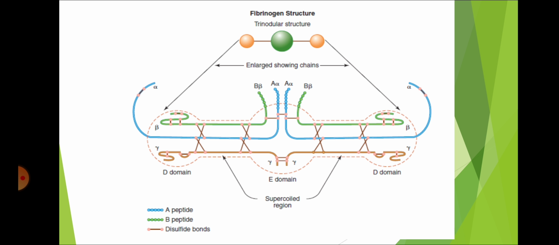This is the structure of fibrinogen. Fibrinogen is a trinodular structure composed of 3 pairs, A alpha, B beta, gamma, of disulfide bonded polypeptide chains. The central nodule is known as the E domain. Thrombin cleaves small peptides A and B from the A alpha and B beta chains in this region to form fibrin. The central nodule is joined by supercoiled alpha helices to the terminal nodules, also known as D domains.